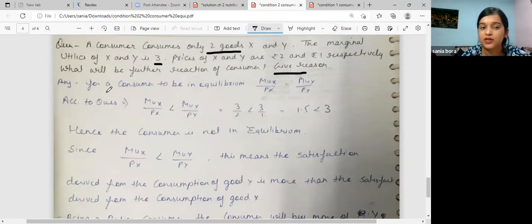You can see over here, first, according to the question, MUX upon PX, first you will write it like this. And according to the question, MUY upon PY, first you will write given. And then, according to the question, MUX upon PX is less than MUY upon PY, because this is the answer. So, hence, the consumer is not in equilibrium. These are the steps. You don't have to miss anything.